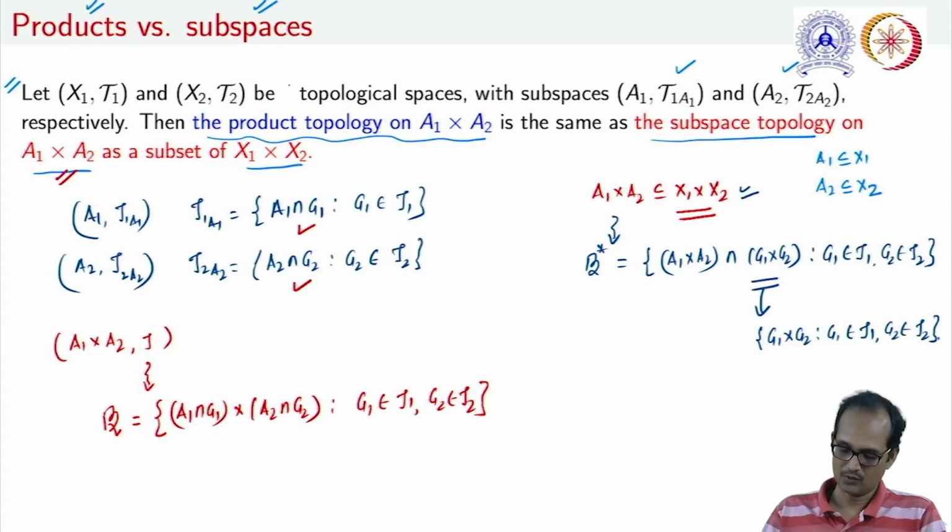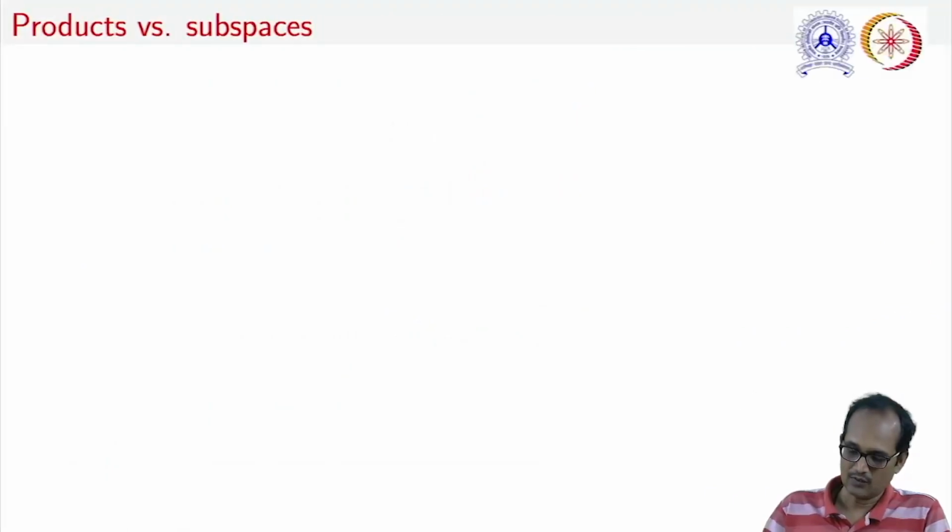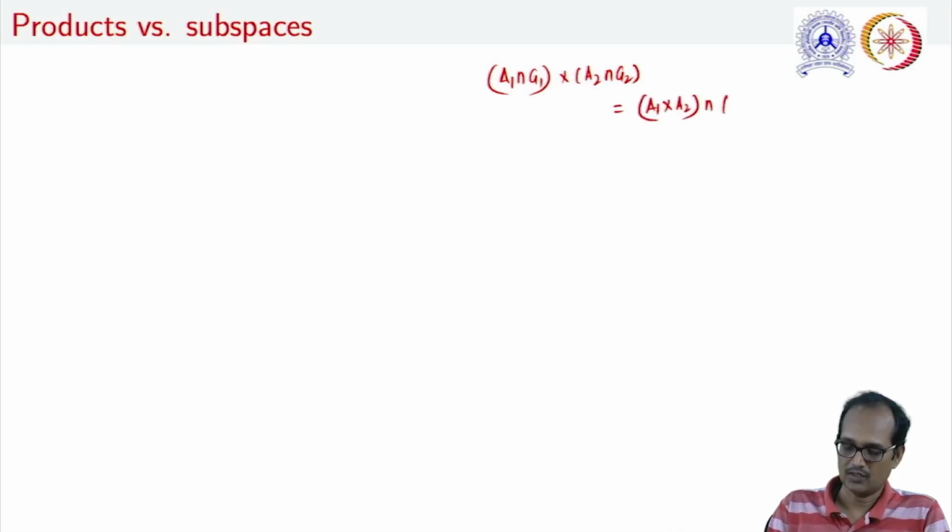We have got two topologies on the Cartesian product of A1 and A2 with their bases. One basis is given by B and another basis is given by B star. But interestingly, both sets will be equal. That is what we can justify: (A1 intersection G1) Cartesian product with (A2 intersection G2) is the same as the Cartesian product of A1 and A2 intersection G1 cross G2.